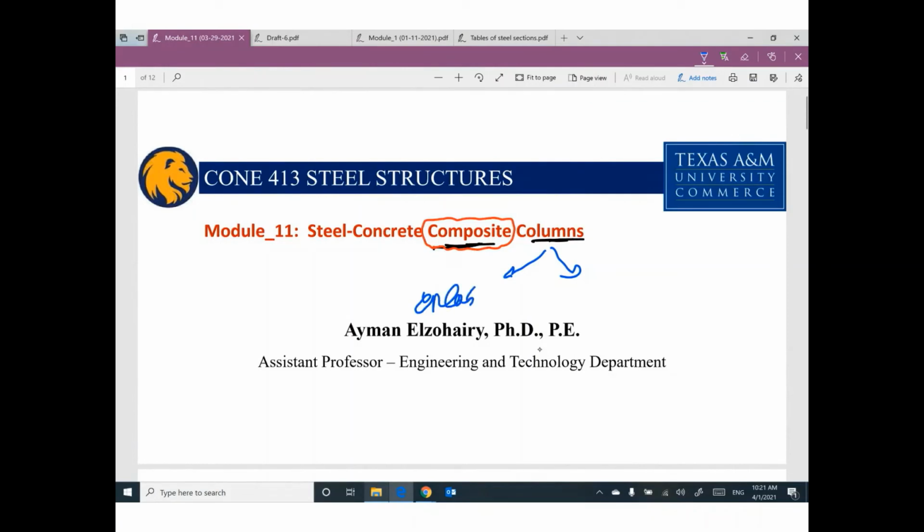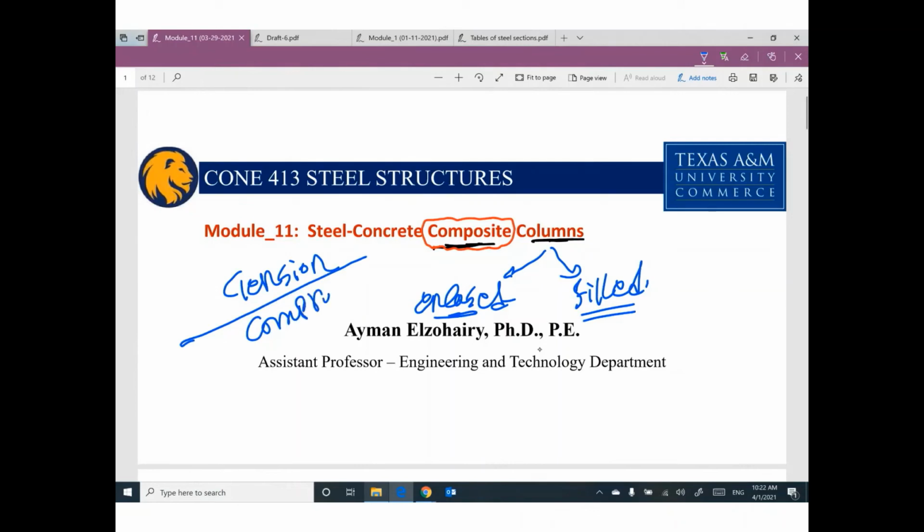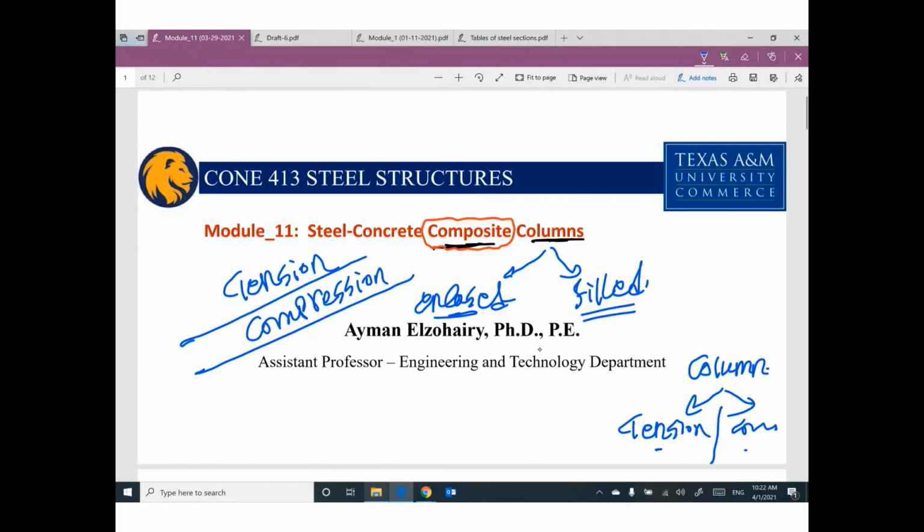encased or filled, if the column is under tension or if the column is under compression. What will happen if I have the column under both of them, sometimes tension and sometimes compression? Then you need to solve both of them. So you have two problems in one example. You have to check the tension and you have to check the compression, both of them. And I recommend to start with the compression part first and then the tension part.